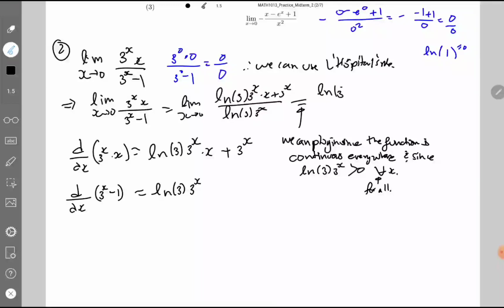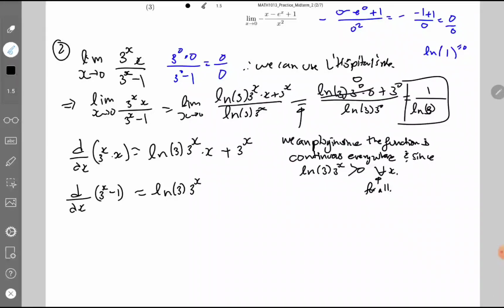So I have natural log of 3 to the 0 times 0. So this is just going to go to 0 plus 3 to the 0 over natural log of 3 to the 0. So here I cancel this prematurely. I should have done it now, but it's okay. This is canceled. So here I have 1, 3 to the 0 is 1, divided by natural log of 3 times 1. So this actually ends up being our solution, 1 over the natural log of 3. So that's good.